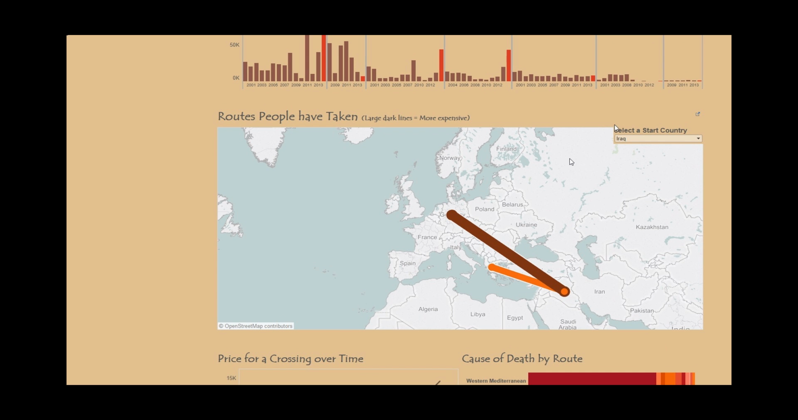I do like how you highlighted the most recent year in the bar charts. It's a nice touch. So, anything else? Anyone? All right. Well done. Thank you.